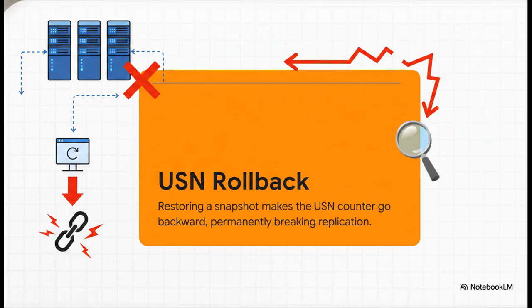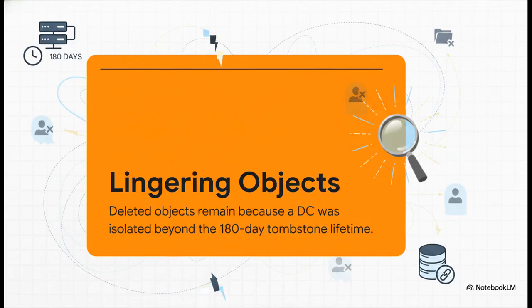Just don't do it. The other major replication killer out there is lingering objects. Say a DC is isolated from the network. Maybe it was accidentally powered off in a closet somewhere for longer than the default 180-day tombstone lifetime. It completely misses all the deletion notices happening across the rest of the network. So when you finally plug it back in, it reintroduces objects that were deleted months ago. It's like a zombie bringing dead accounts back to life.